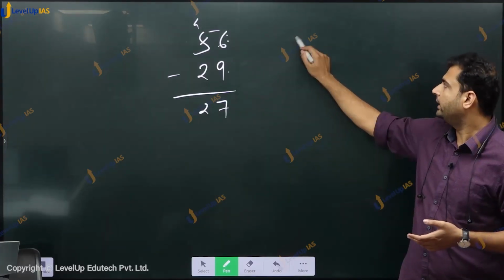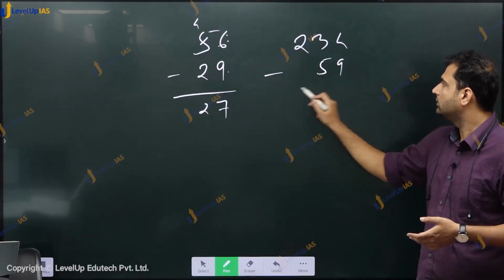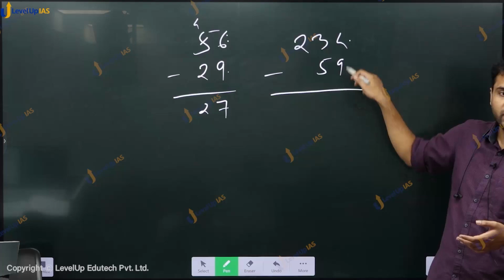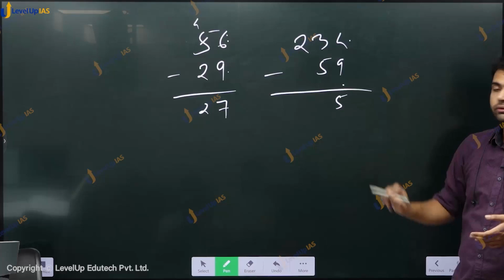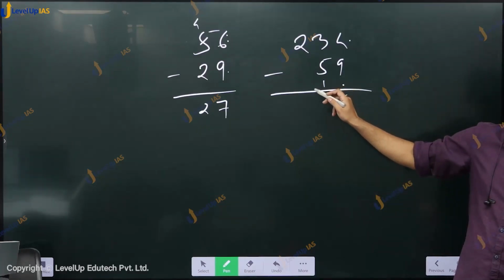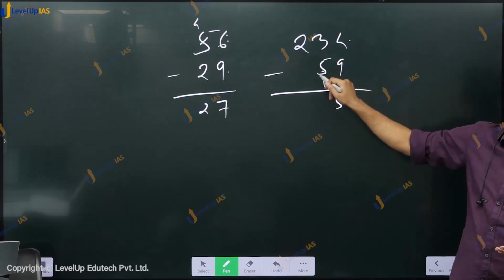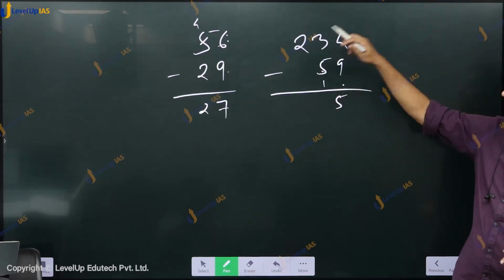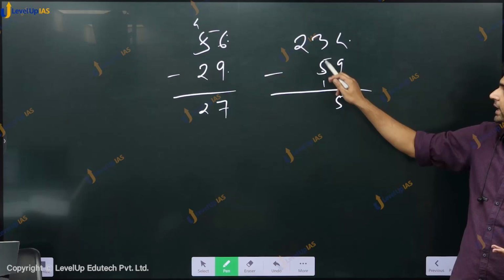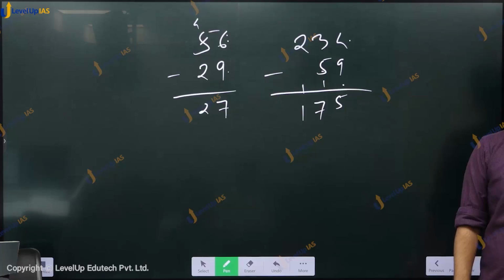We take another example, 234 minus 59. How will you do it? 14 minus 9, because 4 is less than 9, we borrow 1, so 5. Here 1 extra has to be considered because we have borrowed 1, and now 3 minus 6, but 3 is again smaller than 6, so we borrow 1, so it becomes 13 minus 6, which is 7, and 2 minus 1 is 1. It will be done like this, you can do it.